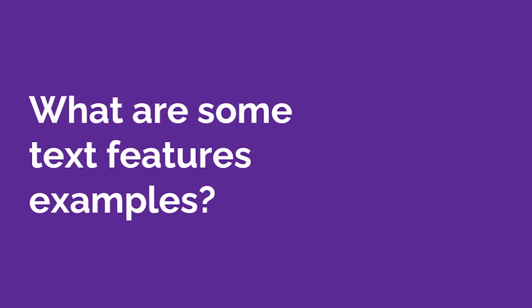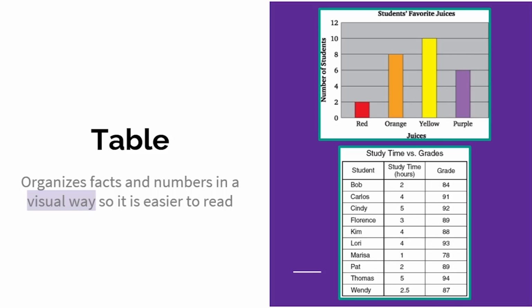So what are some examples of text features? Here we have a table. It organizes facts and numbers in a visual way so that it's easier to read. And tables present all kinds of data and information, from numbers to amounts to calendars and menus. Tables help the reader compare information in the text. So here we're comparing students' favorite juices. And here we're looking at study time versus grades.